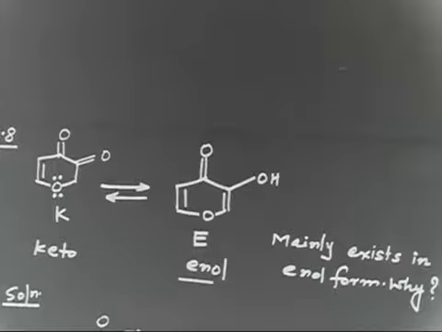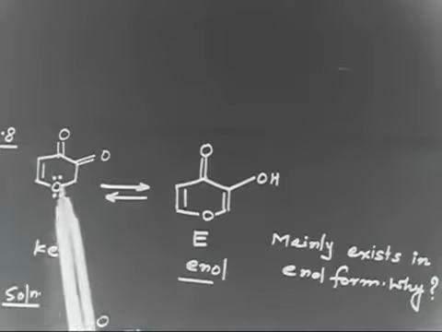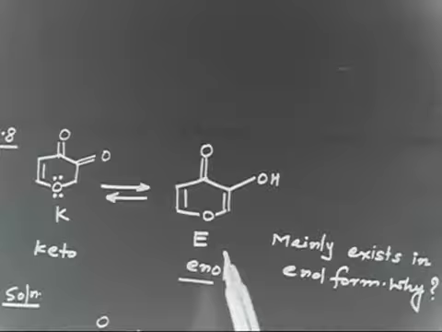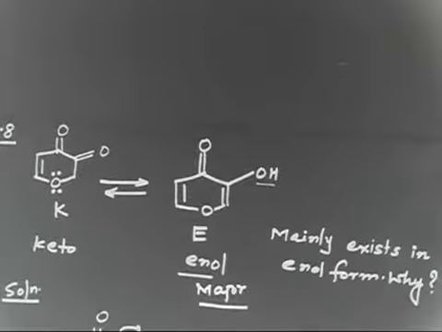Now the question says, this compound, you have a keto form, because you have a keto group. This is your enol form because you have an alkene and an alcohol, so this is an enol form. The problem says this compound mainly exists in enol form, so the enol form is the major product, or you can say at equilibrium it will majorly exist in enol form. So you have to give me the reason why this mainly exists in enol form.